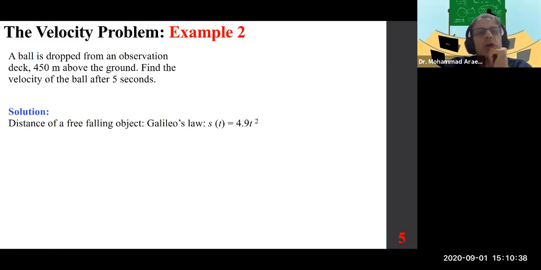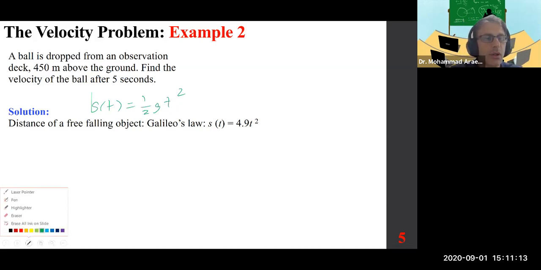Okay. The velocity problem is the same. Okay, the ball is dropped from an observation deck 450 meters above the ground. We want to find the velocity after 5 seconds. And it follows the formula S of t equals half of gt squared, or 4.9 t squared roughly. Okay, this is class, the formula S of t equals half of gt squared. It's really half of gt squared plus v0 t plus h sub 0. Let me add those also for the sake of those who are interested.